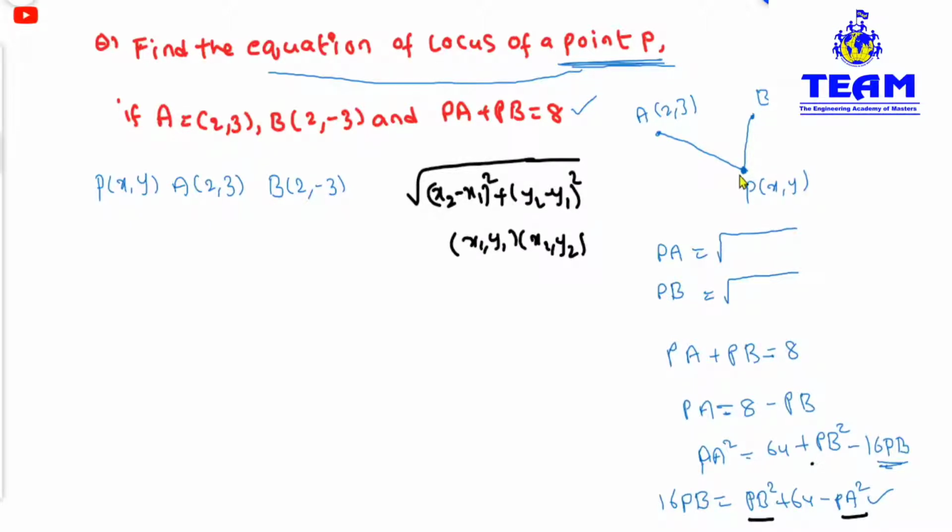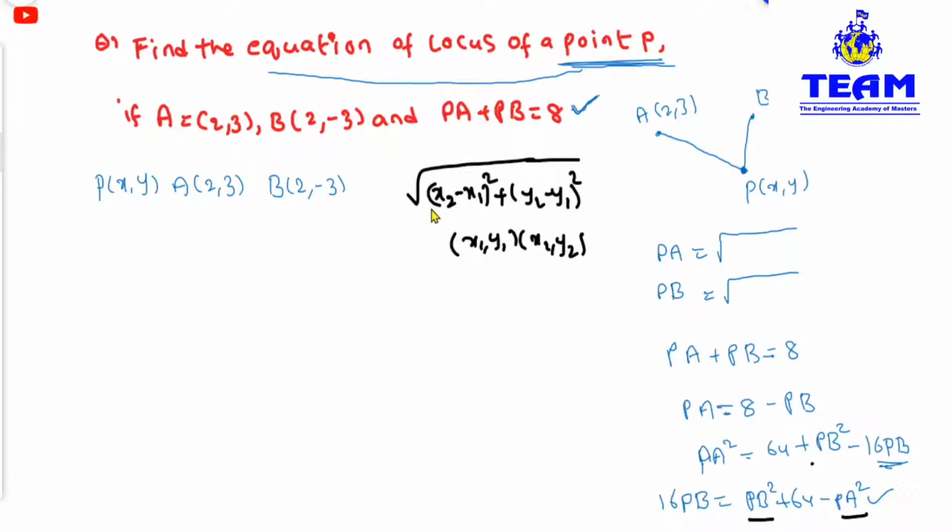Locus is nothing but a moving path, a path which should satisfy a geometrical condition. So what is the condition given in the problem? Here, PA + PB = 8. This is the condition given. PA is nothing but the length or distance from the point P to A, plus the distance from P to B, is equal to 8. If the locus of P satisfies this condition, then what is the equation we need to find?